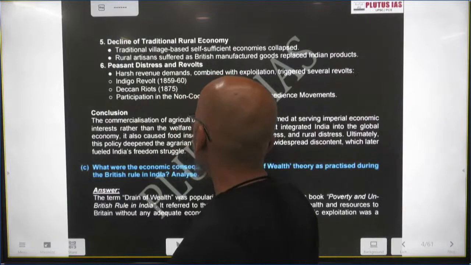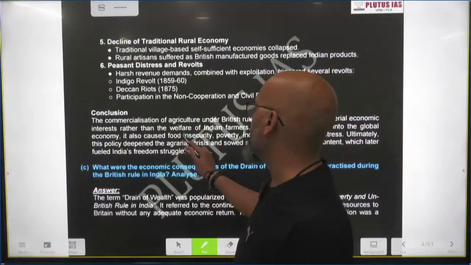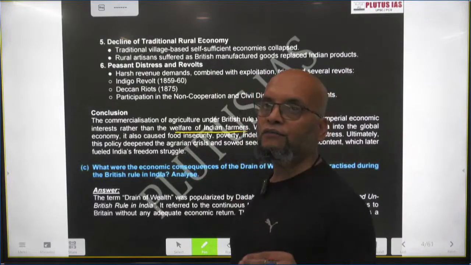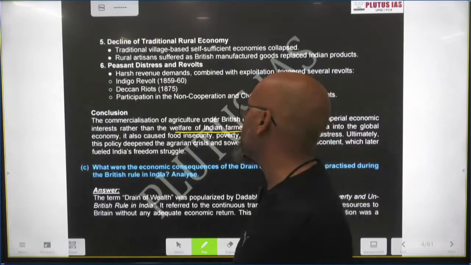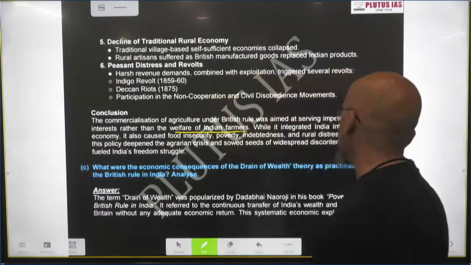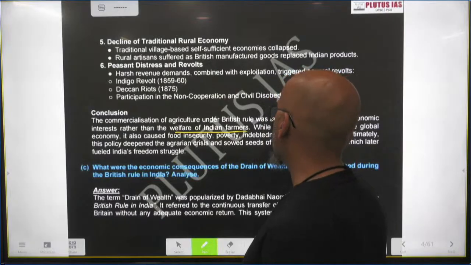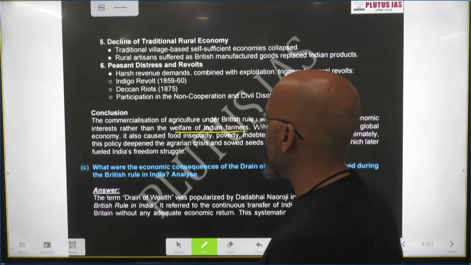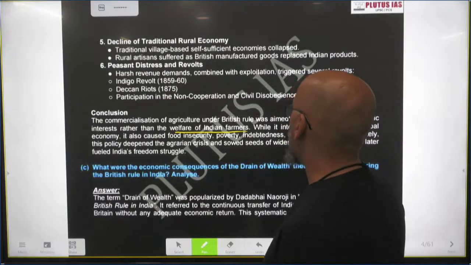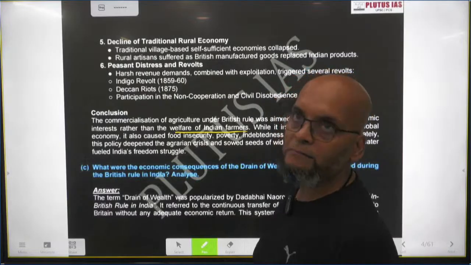Conclusion: the commercialization of agriculture under British rule was aimed at serving imperial economic interest rather than the welfare of Indian farmers. So welfare of Indian farmers was overlooked, and the agenda was what? Agenda was betterment of British Empire. While it integrated India into the global economy, it also caused food insecurity, poverty, indebtedness, and rural distress. Ultimately, this policy deepened the agrarian crisis and sowed seeds of widespread discontent, which later fueled India's freedom struggle. Okay.